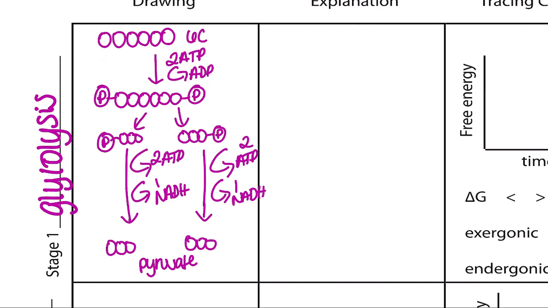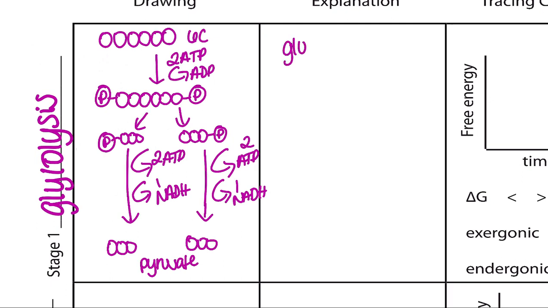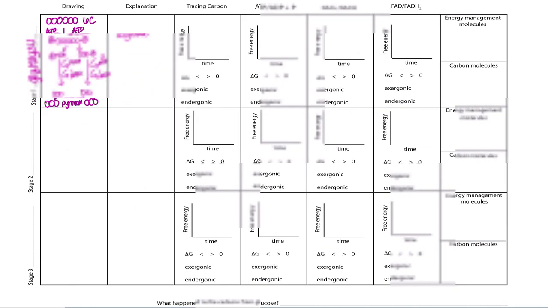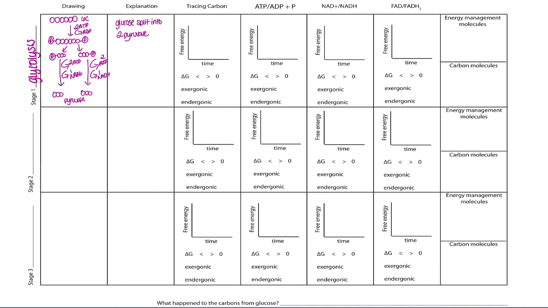As an explanation, I'm going to keep this pretty short and sweet, and I'm going to summarize glycolysis as glucose being split into 2 pyruvate. And now that I have my drawing and my explanation done, I'm going to zoom back out here, and we're going to fill out the rest of the scaffold.